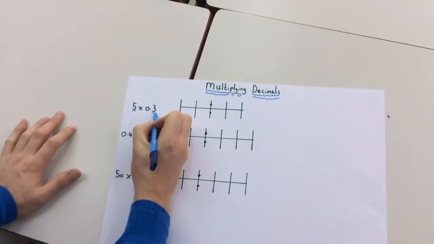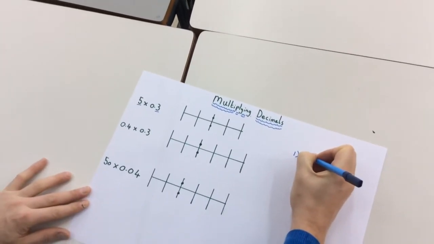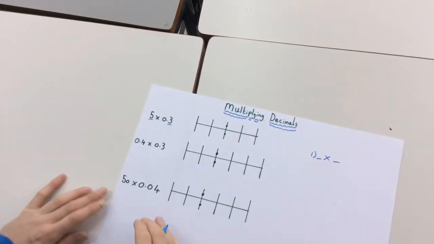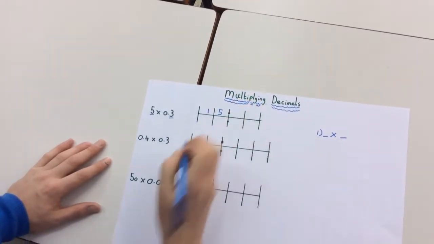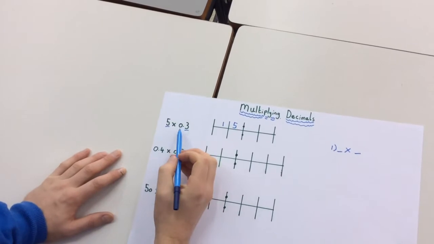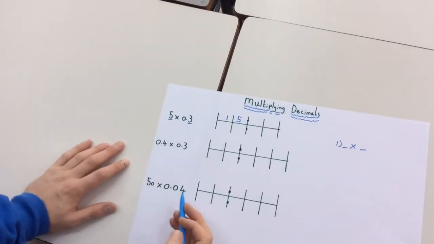5 and 3 are here. So number 1, we do our times table. So we times something by something. So 5 times 3 is 15. Now, it's not 5 times 3 though, it's 0.3. And 0.3 is 10 times smaller than 3.